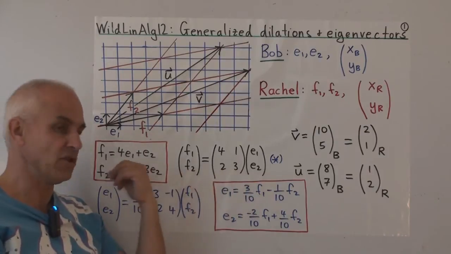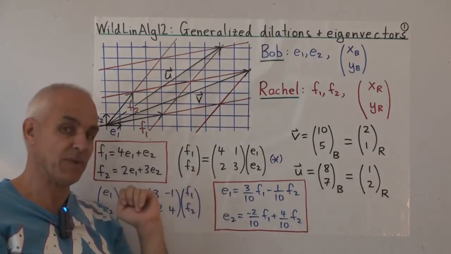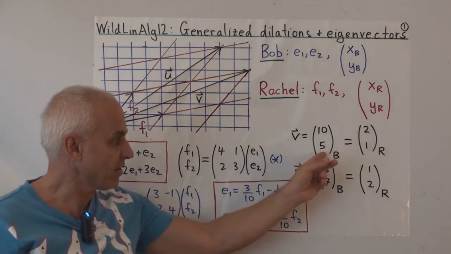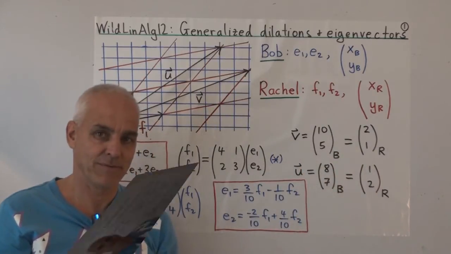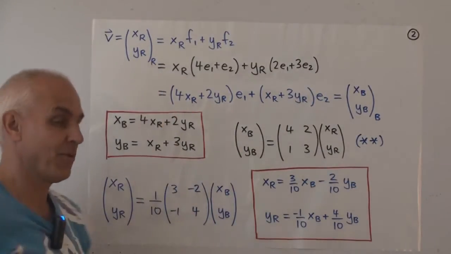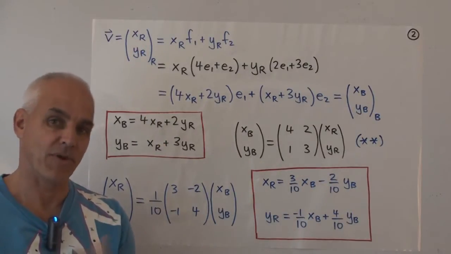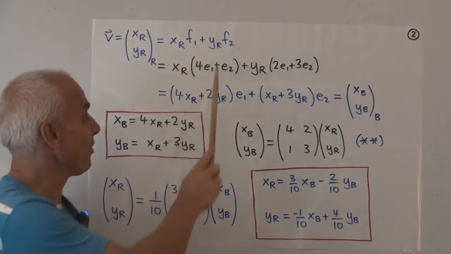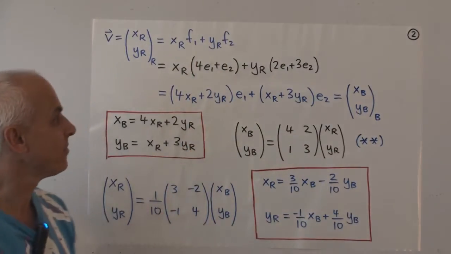So this is the relationship between the two sets of basis vectors. Bob's basis vectors, Rachel's basis vectors. Now let's see if we can use this to relate the coordinates of a given vector with respect to Bob and Rachel. So suppose we have a vector v, and its coordinates with respect to Rachel's system are x sub r and y sub r. What does that mean? It means that the vector is x sub r times f1 plus y sub r times f2. These are Rachel's two basis vectors.